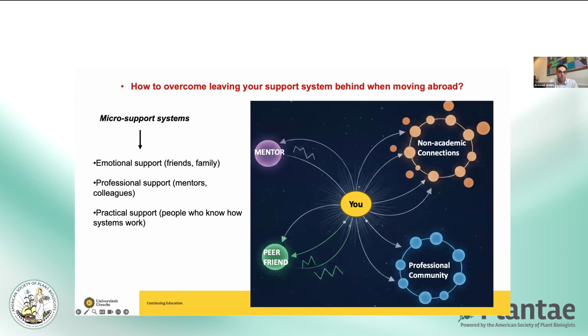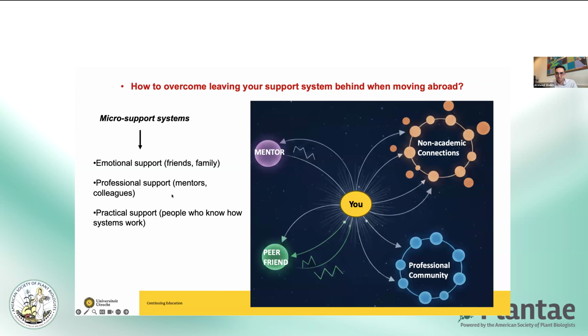The first point is how to overcome leaving your support system behind when you move abroad. Moving, as in my case, comes with an inherent struggle to overcome leaving your support system behind. I would say one solution is that you start building up the so-called micro support system. It is mostly made up of 3 pillars. The most important pillar is the emotional support. That means it's your friends and your family back home. You talk to them, you stay in touch with them.